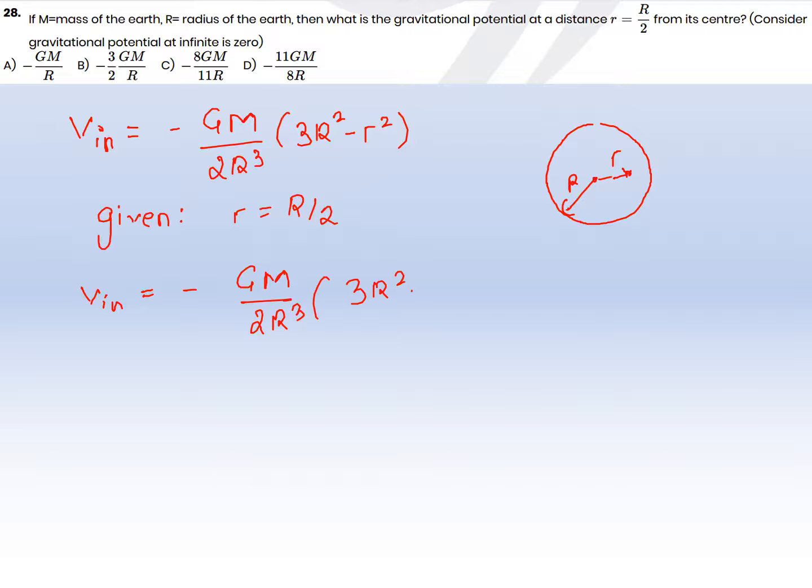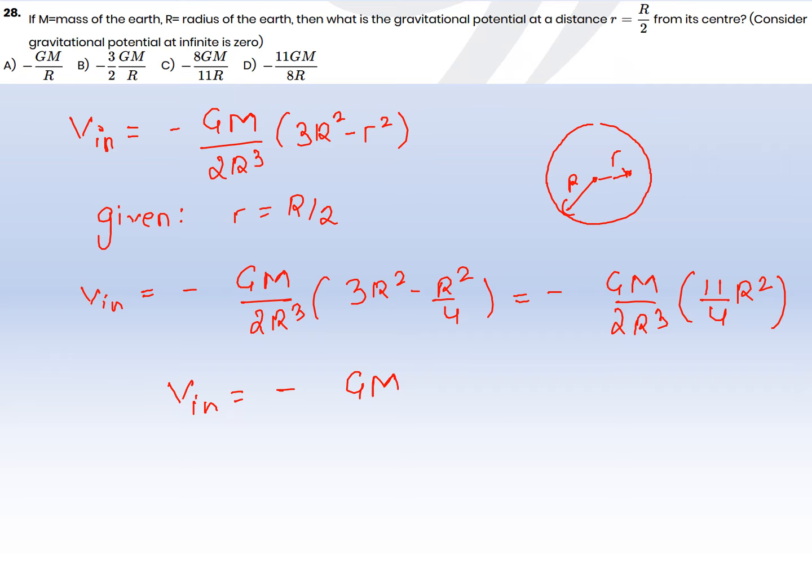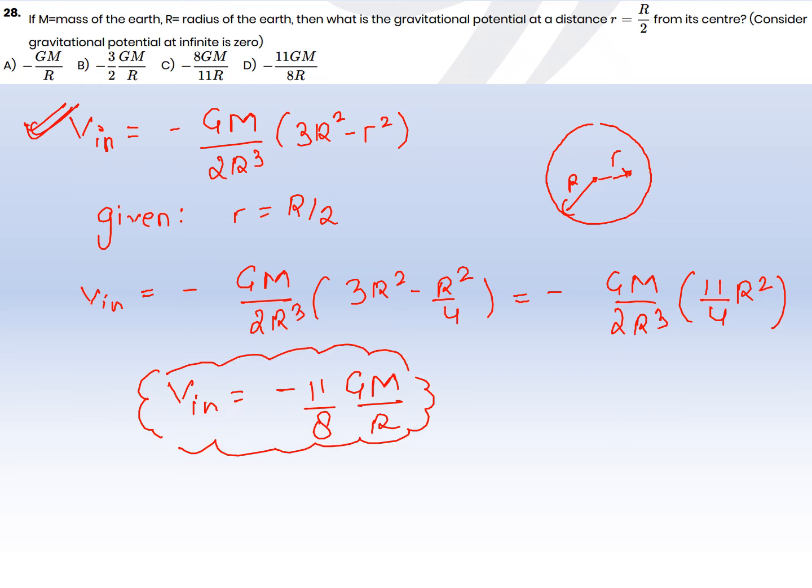3R square minus r square, which becomes R square by 4. So from here you will get GM upon 2R cube, in bracket 12 minus 1, which gives you 11 by 4 R square. Simplifying it, you will get V equals minus 11 GM by 8R. So this is our answer. In this question, I suggest you remember this formula, otherwise it will take a lot of time to derive it. We have the same type of formula in electrostatics also. Okay, moving to the next question.